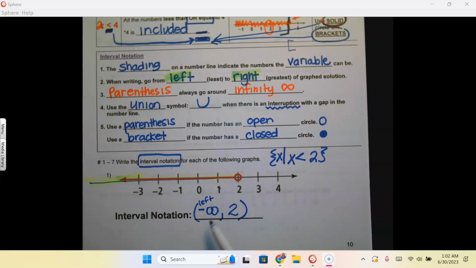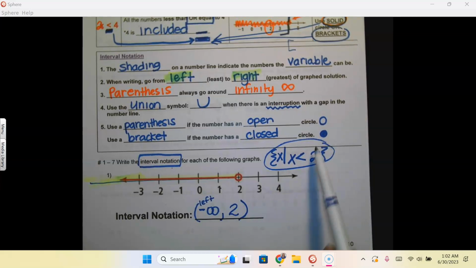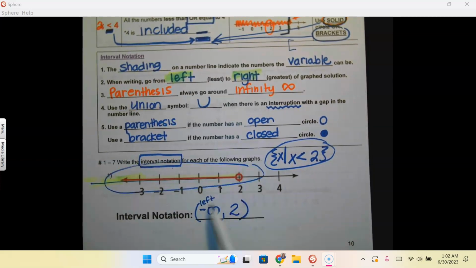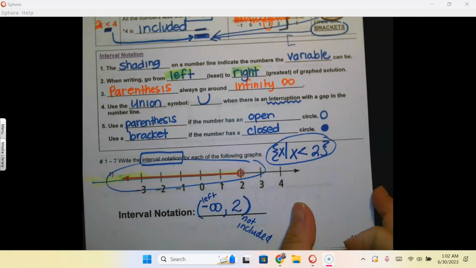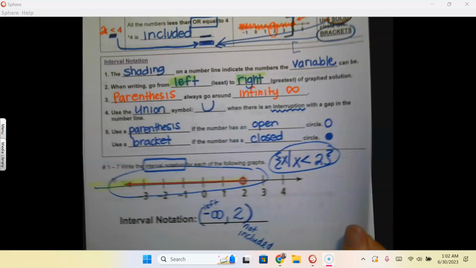So again, this is interval notation. It says the same thing as this. It says the same thing as this. It's just a different way of writing it. It's just saying that x can be any number that is on the left of 2. And then this means not included. So in other words, it means x is any number less than 2. Okay, so let's go ahead and continue trying this.